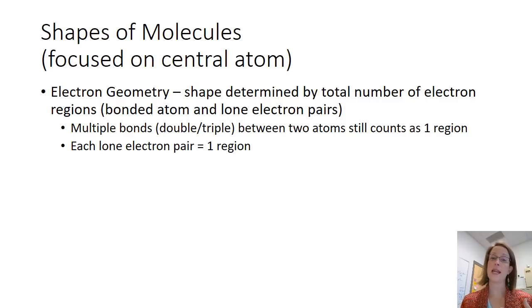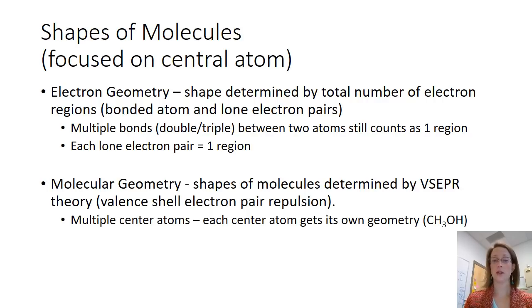Once we have identified the electron geometry, we can then identify what's called the molecular geometry. The molecular geometry gives the shapes of our molecules as determined by the VSEPR theory, the valence shell electron pair repulsion theory. We know electrons are negative, and negative repels negative. So the electron pairs around our central atoms will actually dictate and change the shape of the molecule, as we will see as we go through these examples.